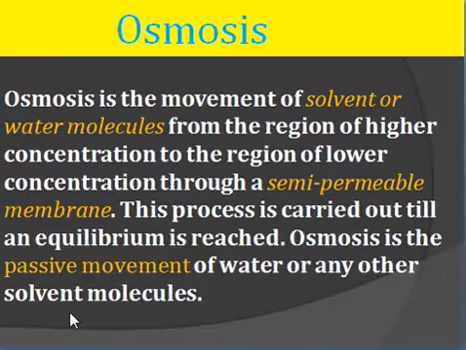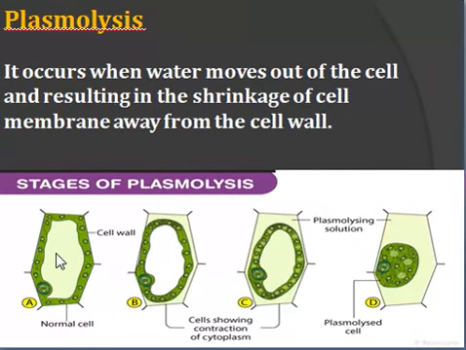Only solvent molecules move. When the solvent molecules move out of the cell, that is called exoosmosis. Here the diagram shows the movement of water molecules out of the cell. This is the cell. Here the water molecules start to move out of the cell, so the cytoplasm shrinks. Cytoplasm starts shrinking. It gets concentrated due to the loss of water. Water moves out by the process called exoosmosis.